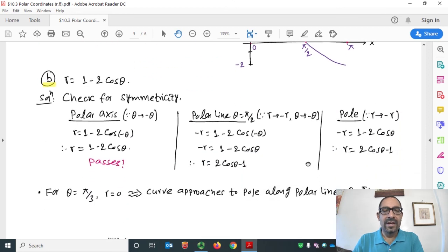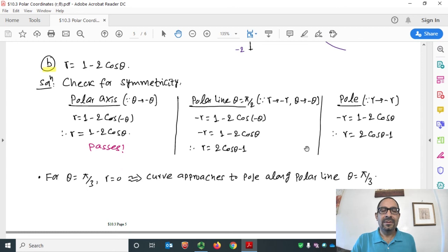Let's do part B here. The given equation is r equals 1 minus 2 cosine theta. So let's check for symmetry here. Here's the polar axis symmetry. This is the polar line, theta equals pi half, symmetry. This is the symmetry to the pole.